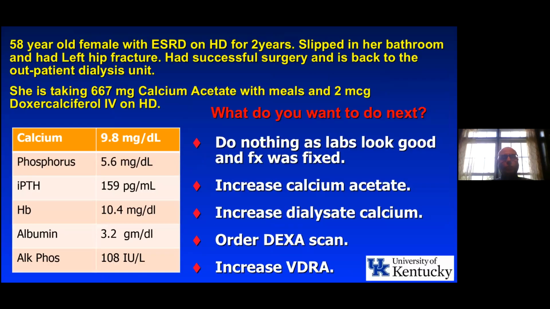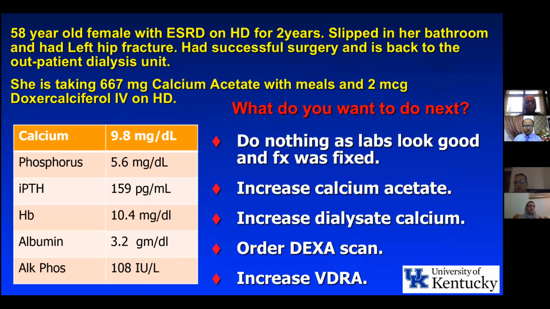Okay, so back to our patient. I just want you to focus on this patient, who is a common patient with a common problem that we are facing. This is a 58-year-old female on dialysis who had a low trauma fracture and had successful surgery. She's taking calcium acetate and some doxercalciferol, and this is her lab. She has mild hyperphosphatemia. Her calcium looks okay, PTH 159, hemoglobin 10.4, albumin 3.2 after this prolonged hospitalization, so there is nutritional deficiency. Alk phos is 108.